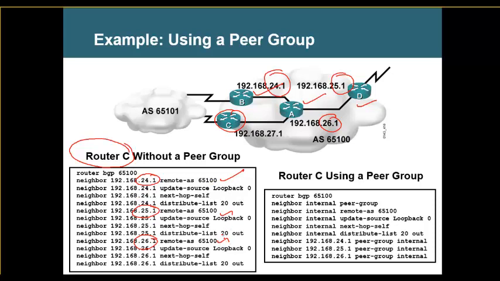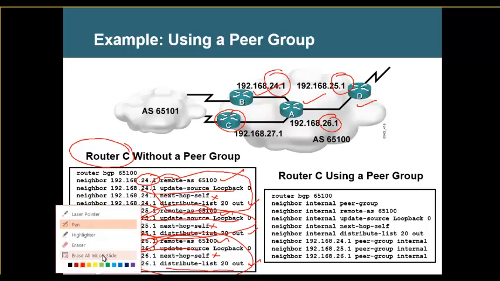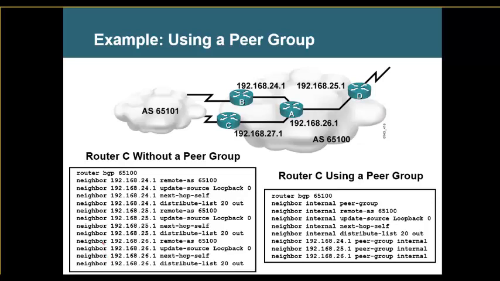For all these neighbors, you are saying remote AS the same number. Update source also the same. Next hop also the same thing. And there is something called distribution list, where you can define what is to be distributed and what should not be distributed to the neighbor. That is also the same. So these four lines of configuration are repeated again and again. You got three neighbors. Three times you have repeated those four lines, so totally 12 lines.